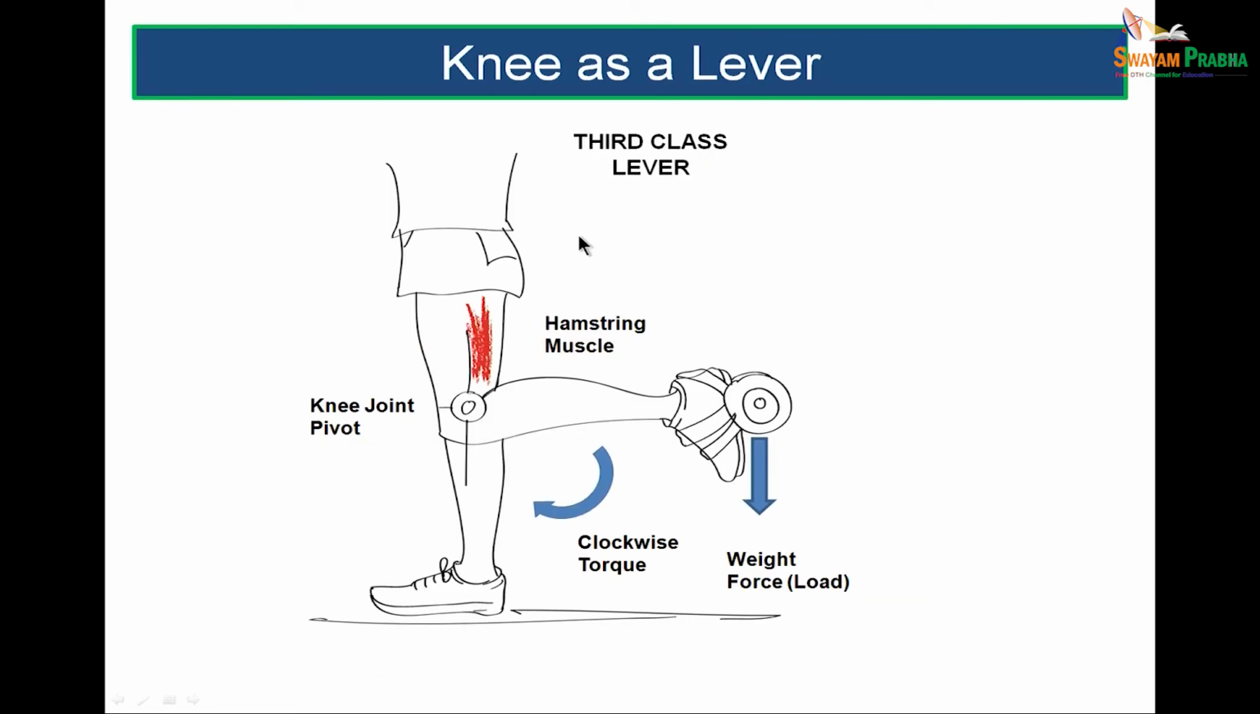The third class lever is an example of the knee joint. If you look at the knee joint, that's your fulcrum. This is your effort being the hamstring muscle contracting in an upward direction and the load is downwards. So, the load is at one end, the effort in the middle and the fulcrum at the other end. Most of the joints in the body belong to this third class lever system.